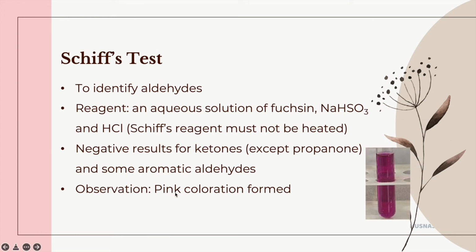The observation is pink coloration forming. This is an example of pink coloration. For propanone, the Schiff test shows a positive result, but it is extremely slow. So if the Schiff test gives a positive result but it's very slow, that is propanone, because it won't detect other ketones, only propanone, but it is very slow.